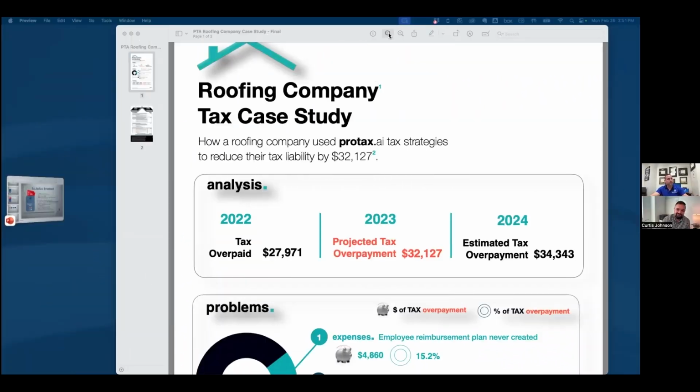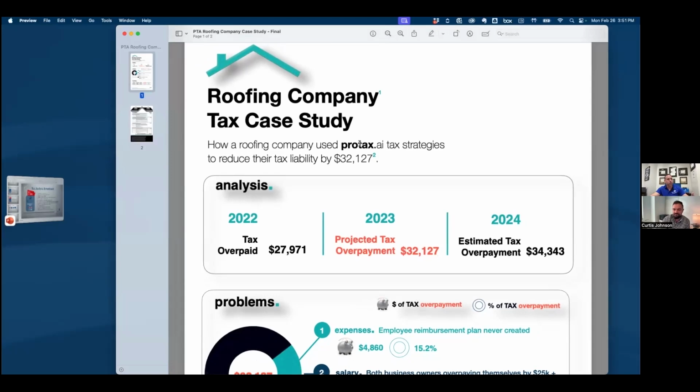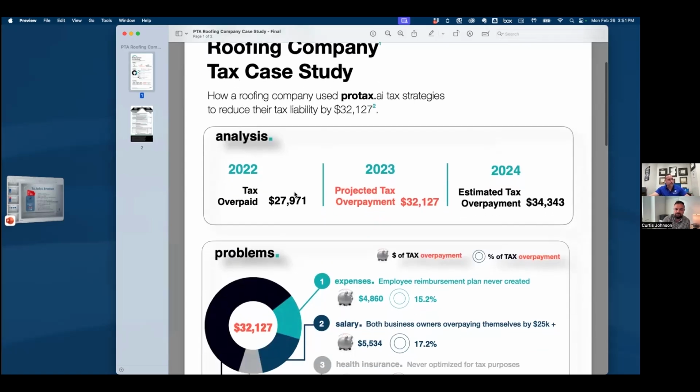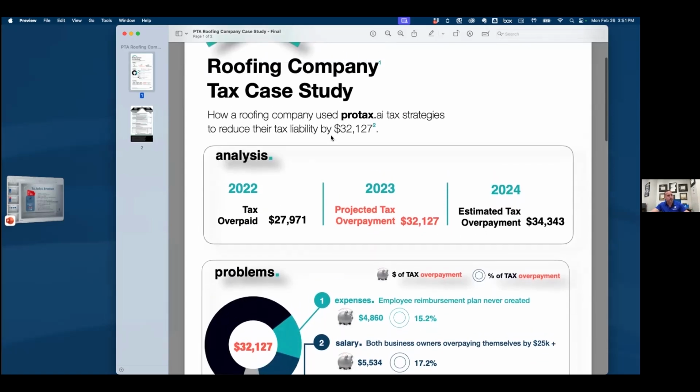But this is sort of a case study. It's sort of what we provide. So I want to give you a case study of what it looks like. Of course, it's in a more visual presentation, but again, going through the three areas. This is a roofing contractor that came in July of last year.